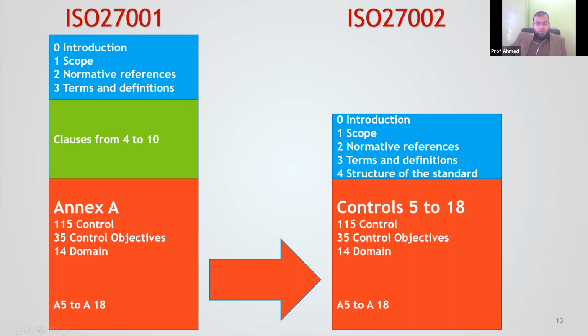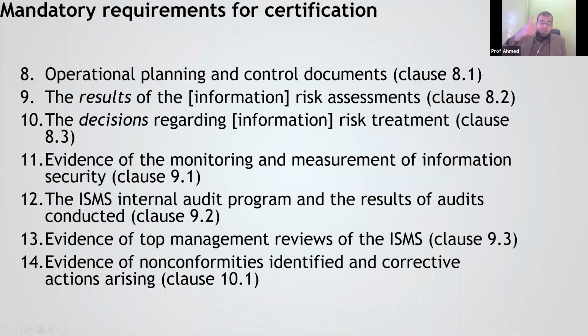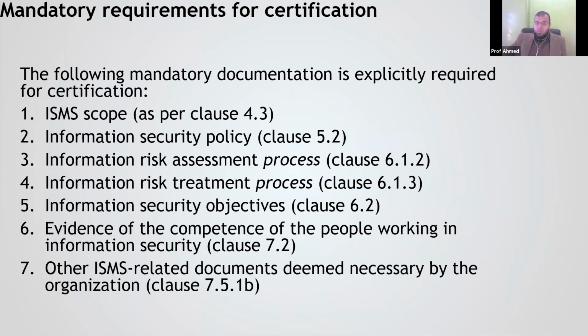What we have to have in hand to be compliant. First, the ISMS scope. Second, the information security policy and other policies implemented in place, working and everybody aware of it. Information risk assessment process. Information risk treatment process. This is for clauses 6.1.2 and 6.1.3. Information security objectives written and documented. The evidence of the competence of the people working in information security. Other ISMS related documents that will be listed in the documents in 7.5.